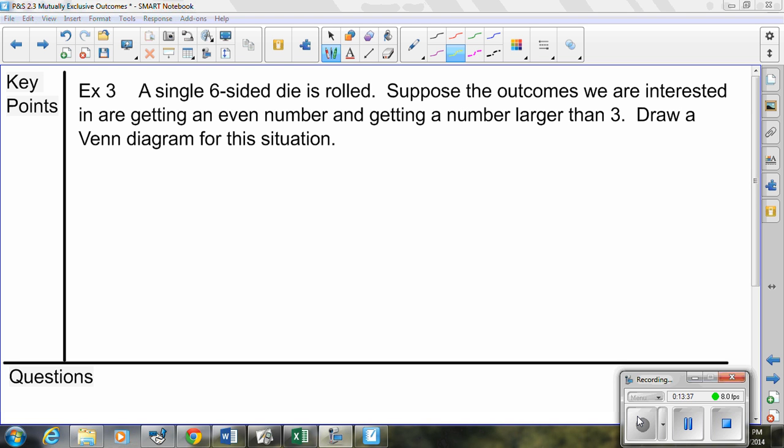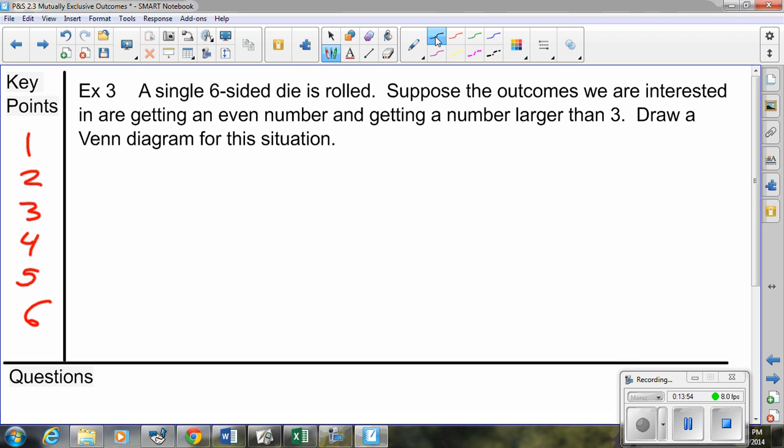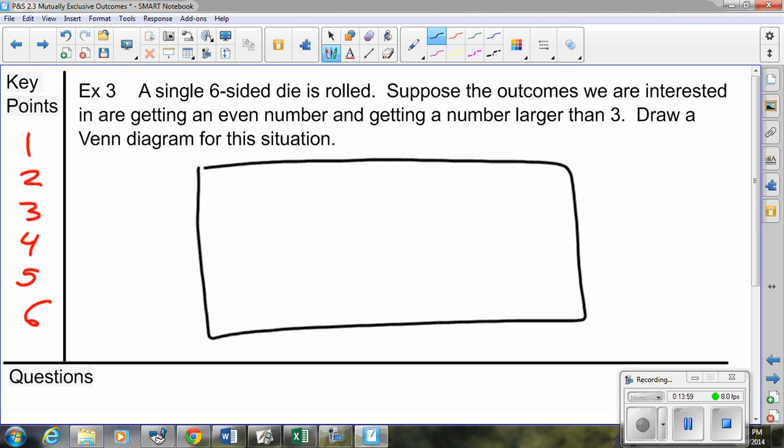Let's suppose that the outcomes we're interested in are getting an even number and getting a number that's bigger than 3. Over here in the red is our sample space. So let's draw a Venn diagram for this particular situation. Well, we'll start off. We need to make sure that we have all of our sample space included.